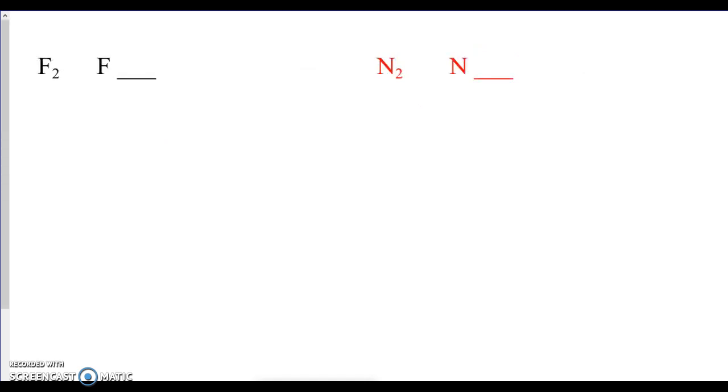F2 is one of those diatomic gases. That's how it's found on the periodic table, so its oxidation number would be 0. N2 is one of those diatomic gases. That's how it's found on the periodic table, so its oxidation number would be 0.